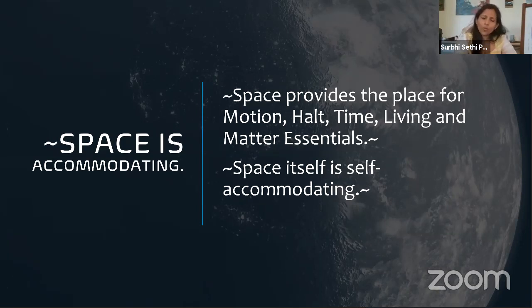What does space do? What is its property? What is its quality? So the quality of space essential is that it is accommodating. It gives us space. That's what its function is. We all understand it by now, right? So space provides the place for motion essential, for halt essential, for time essentials, for living essentials, and for matter essentials. It gives space to everyone.